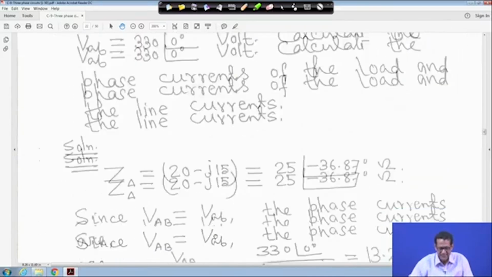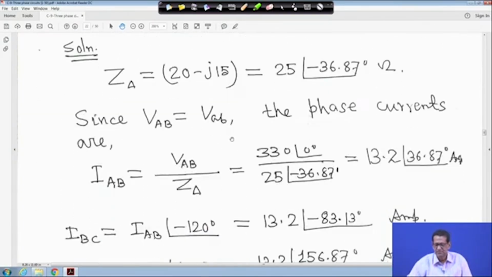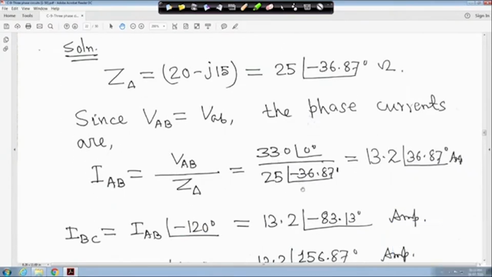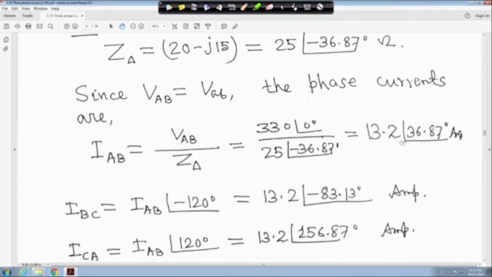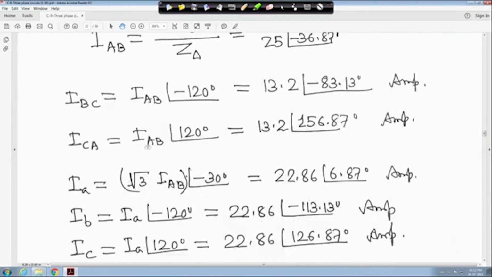In this case, Z delta is equal to 20 minus j15, so 25 angle minus 36.87 degree ohm. Since VAB is the phase voltage, the phase current IAB is equal to VAB upon Z delta. You know VAB, so put Z, and you will get 13.2 angle 36.87 degree ampere. Similarly, IBC is IAB angle minus 120 degree, which gives 13.2 angle minus 83.13 degree ampere. ICA is IAB angle 120 degree, which gives 13.2 angle 156.87 degree ampere.